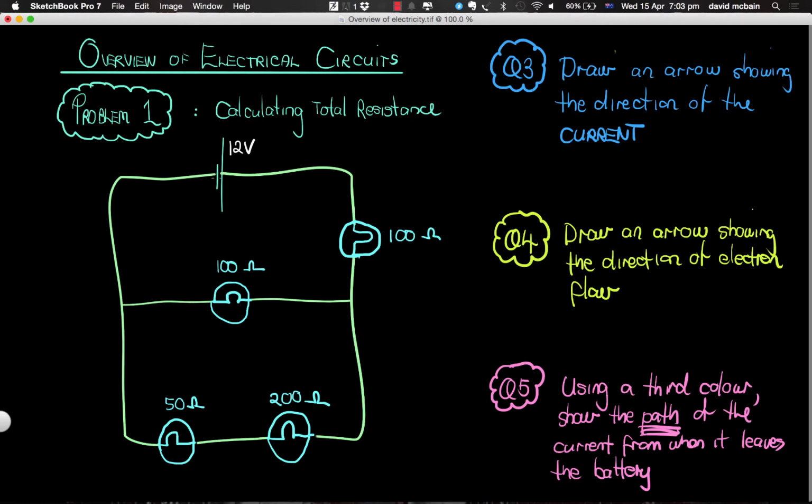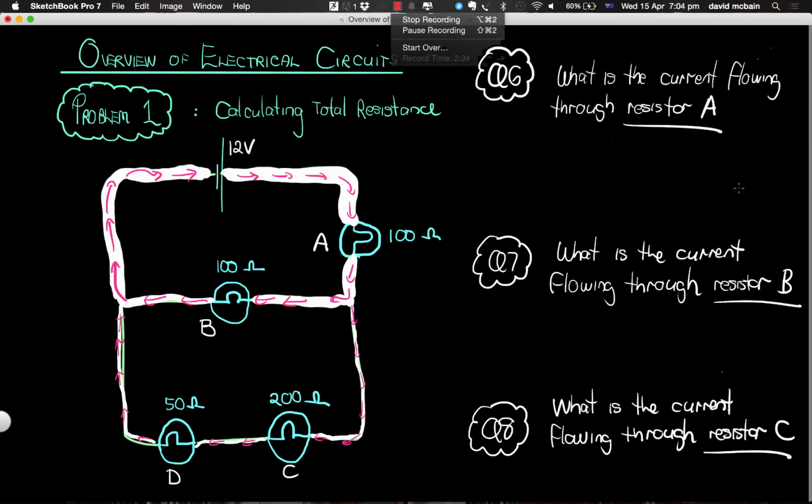So starting at the battery, show the pathway that the current follows, and if it branches into two different pathways, try to show diagrammatically what proportion of the current will go one way and what proportion will go through the other. You don't have to be absolutely spot on, and it doesn't require any calculations. So we're just looking for a visual answer.